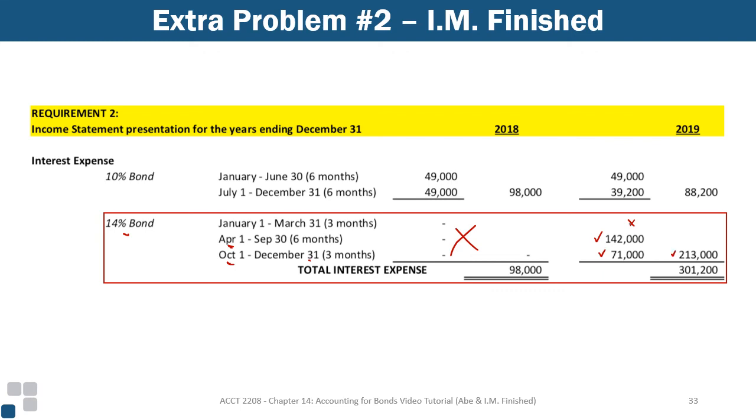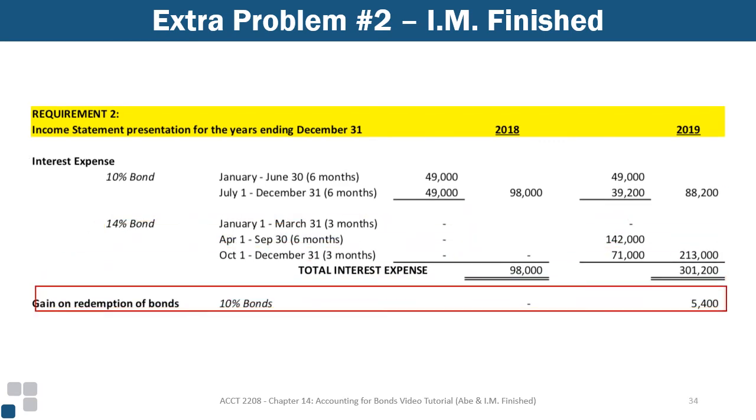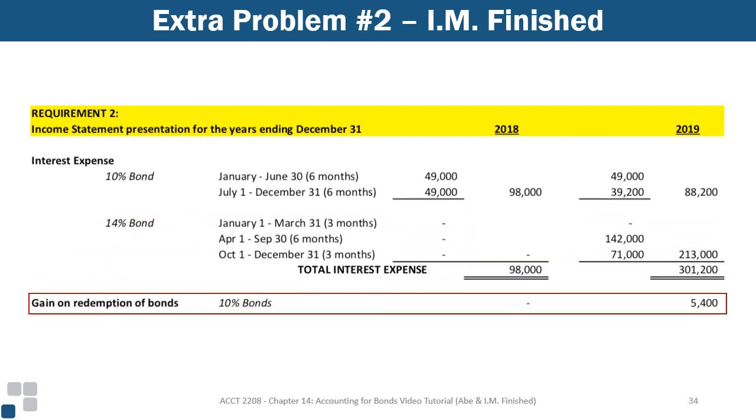So for 2019, the total interest expense on the income statement is $301,200 between the 10% bond and the 14% bond. And there's a gain on redemption of bonds of $5,400. Remember, 20% of the 10% bonds were called, and we had a gain on redemption of $5,400.